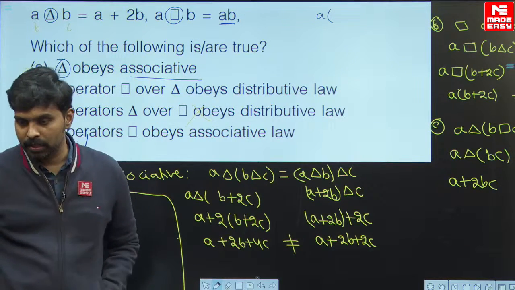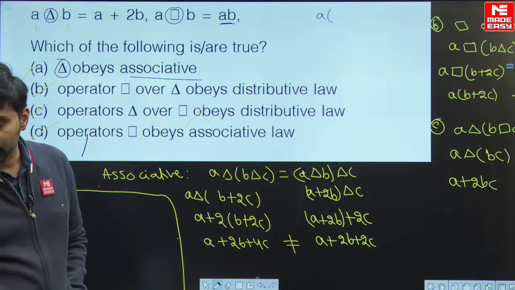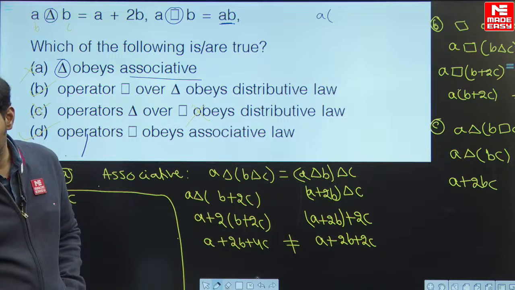Many of the students are giving the right answer. B and D are the correct answers. So Karthik, you are giving the wrong answer.